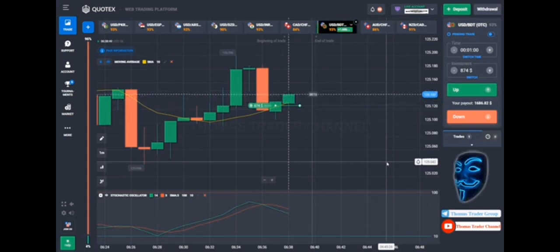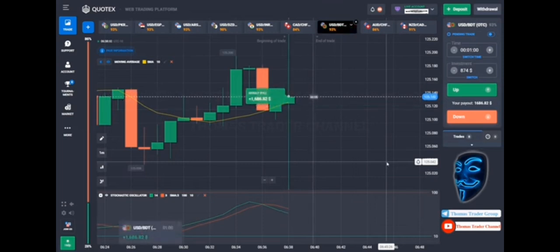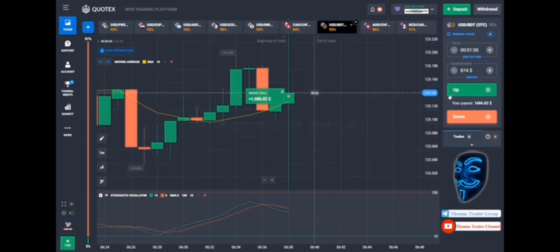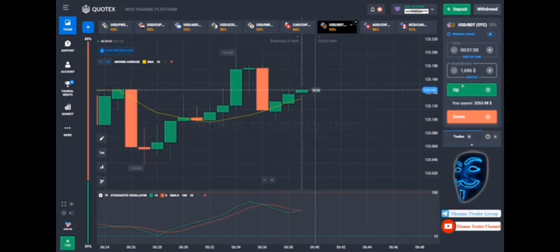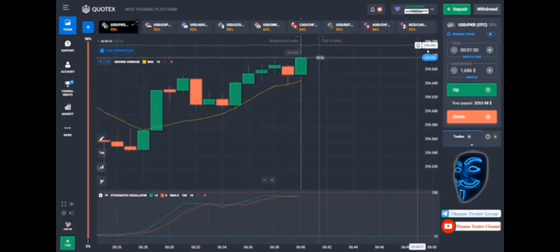We made a right prediction over here. We made a profit of $1,686. Let's change our investment into $1,686. And let's find the other market. Over here we can open buy for 1 minute.